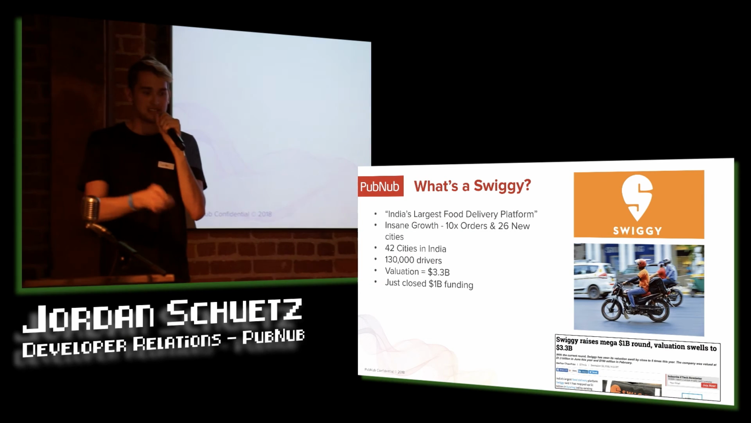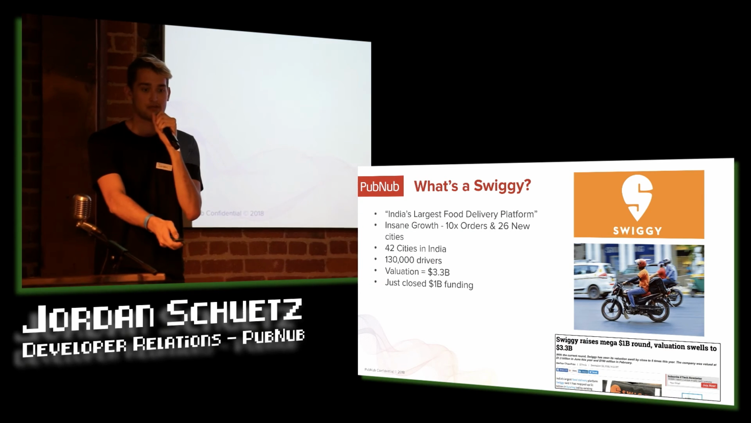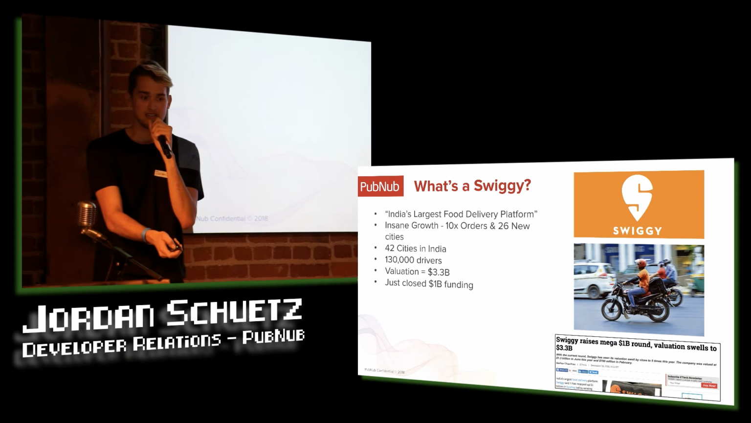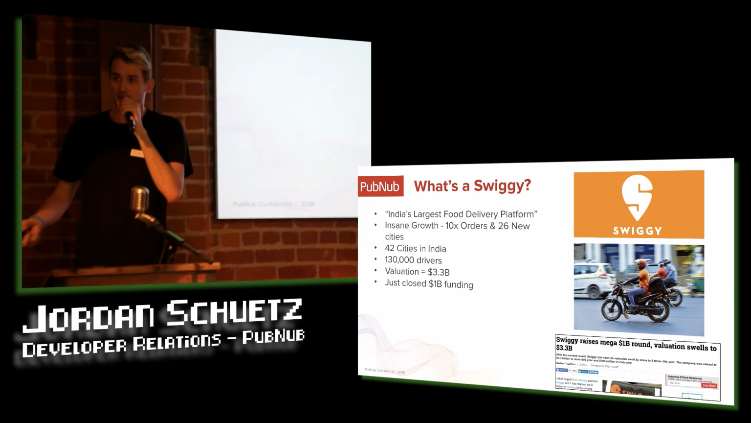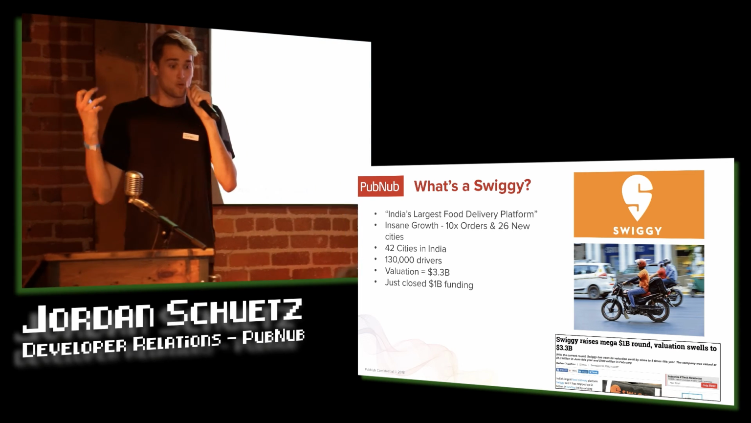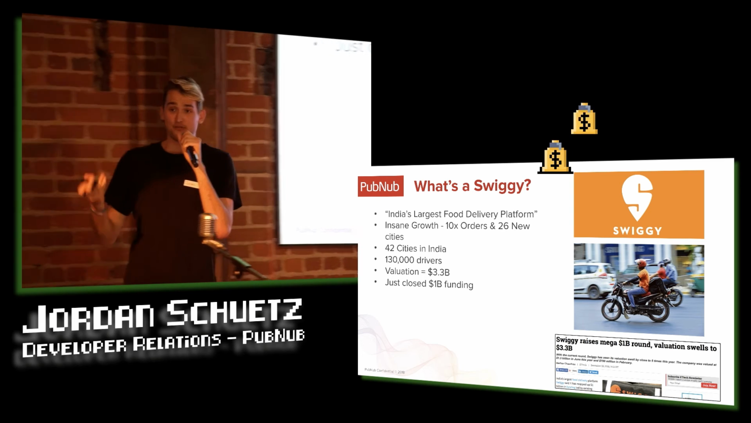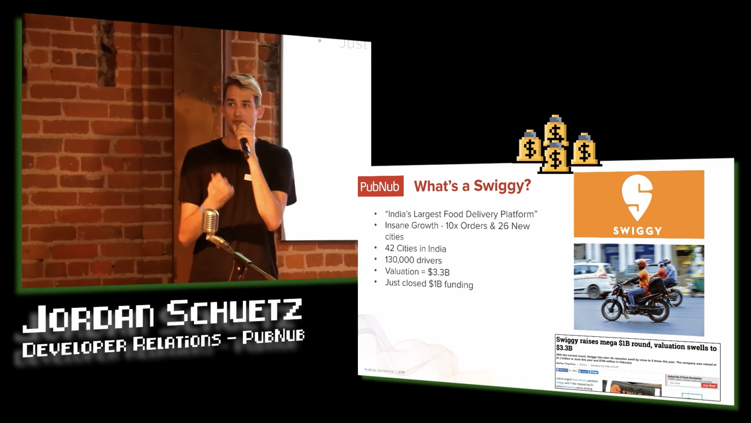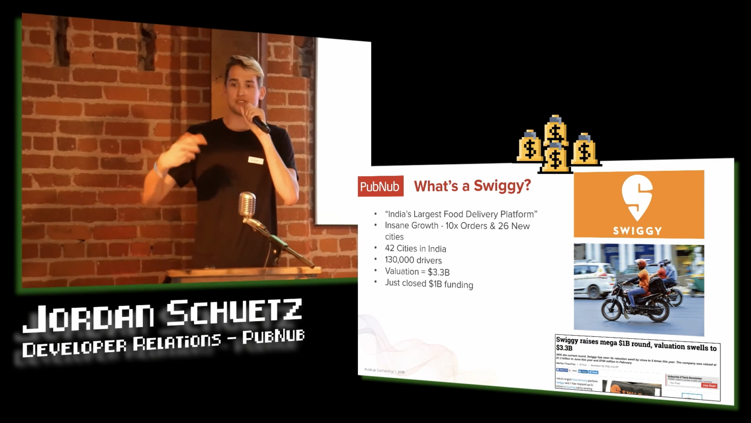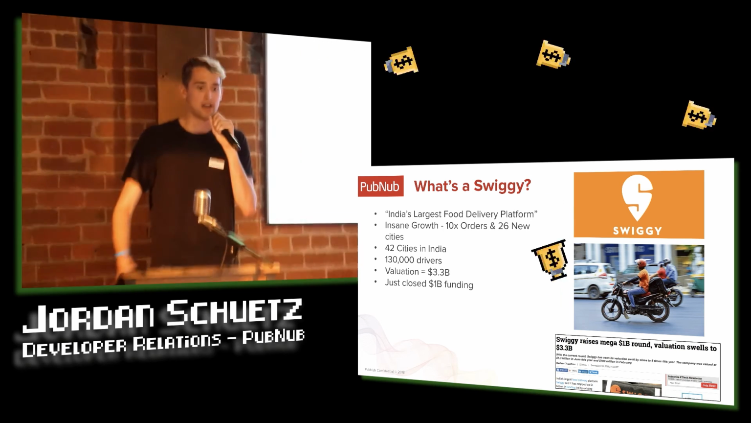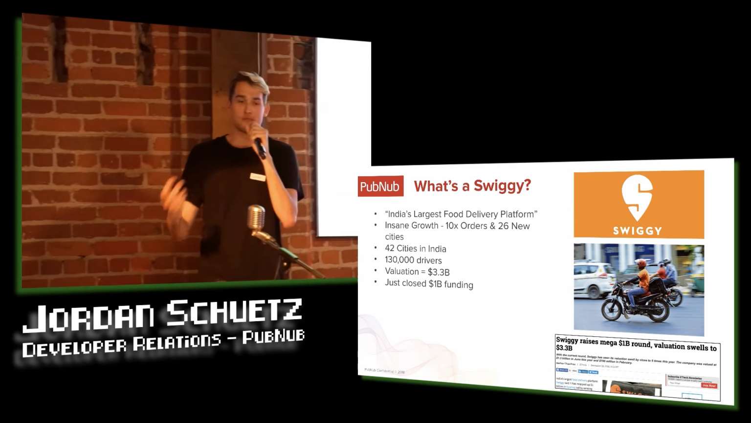It's really awesome. And then Swiggy is India's largest food delivery platform, so similar to Uber Eats, but this is in India. So it's huge. They just got $1 billion in funding. They're valued at $3.3 billion, and all of their order tracking and all of their real-time information is being powered by the PubNub platform. So it's really awesome to see that we are powering that.